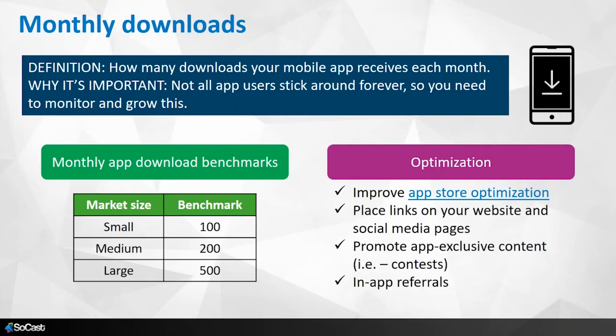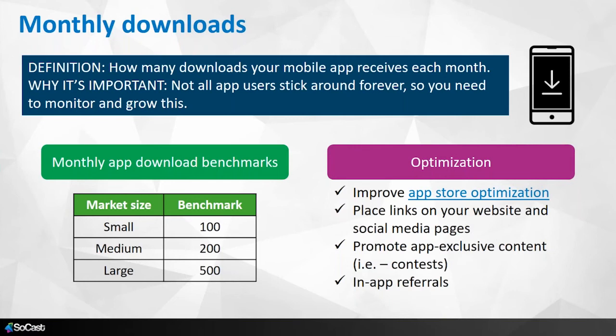Monthly downloads are an important top-level metric that you need to be driving for your mobile app to continue to give new life to it. After all, app users churn and do not stay around forever, so you need to be consistently monitoring and growing this number. For benchmarks, your monthly app downloads should be about 200 a month in a small market, 400 a month in a medium market, and greater than 1,000 per month in a large market.